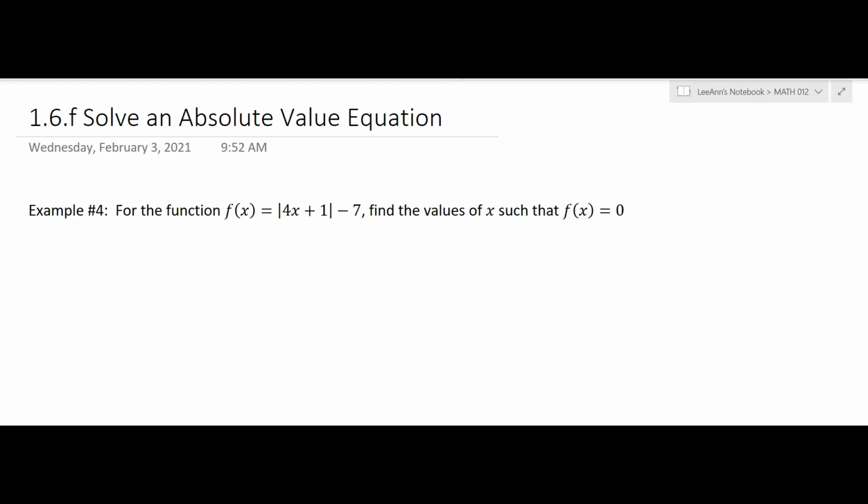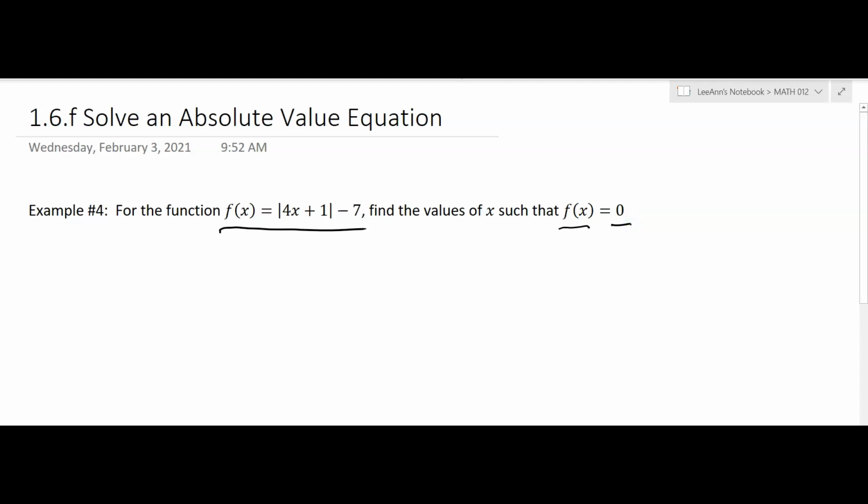Okay, so this is exciting. We're going to solve an absolute value equation, so hopefully you're feeling a little more comfortable with some of this. It says for the function, and they give us a function, find the values of x such that f of x equals 0.